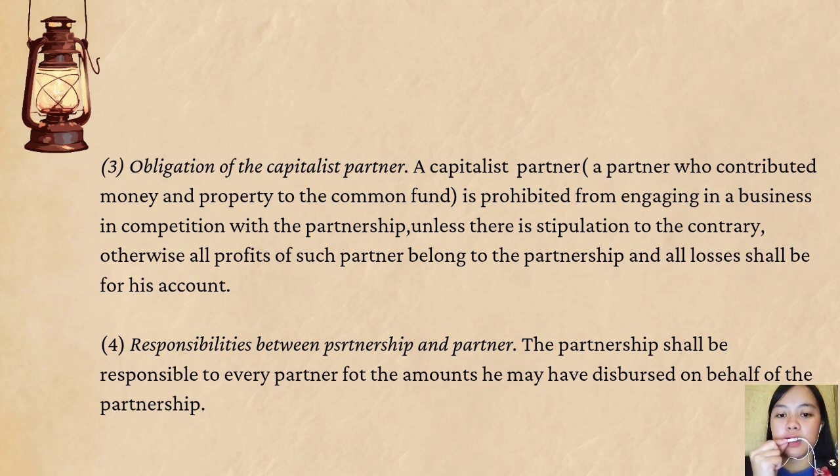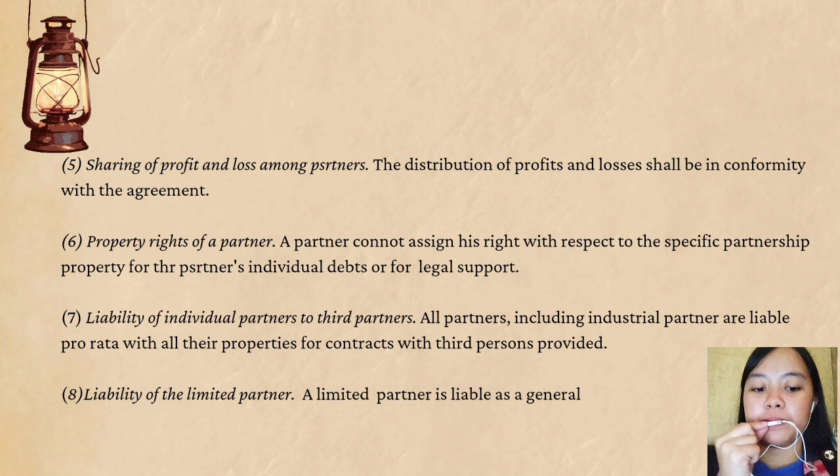Next is the responsibilities between partnership and partner. The partnership shall be responsible to every partner for the amounts he may have disbursed on behalf of the partnership. Next, sharing of profit and loss among partners. The distribution of profits and losses shall be in conformity with the agreement.